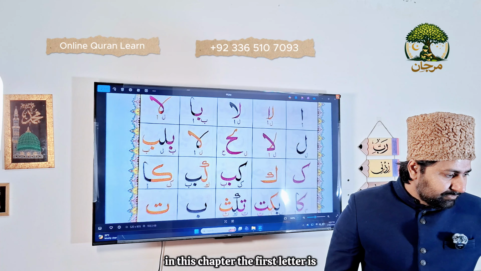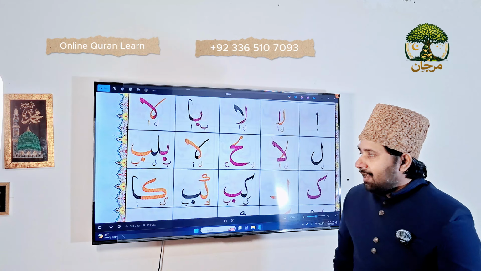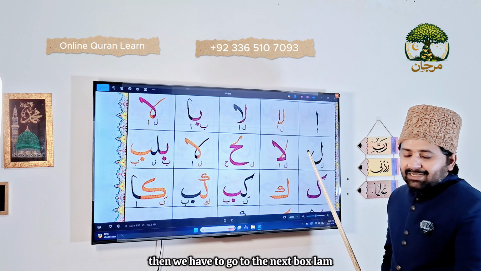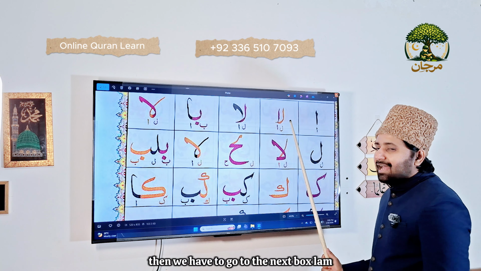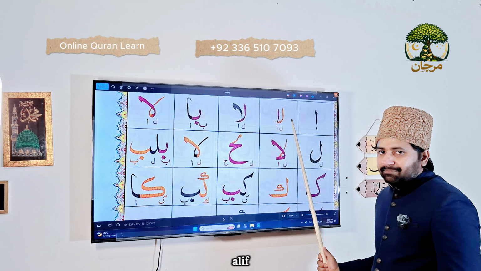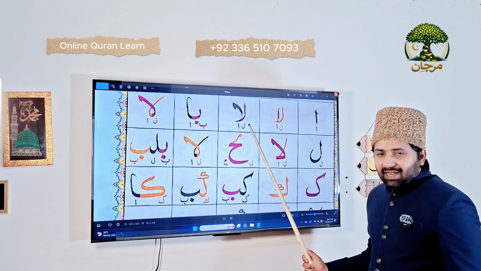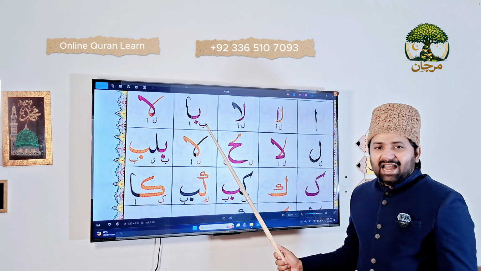In this chapter, the first letter is alif. Then we have to go to the next box. Lam alif. Lam alif. Ba alif.